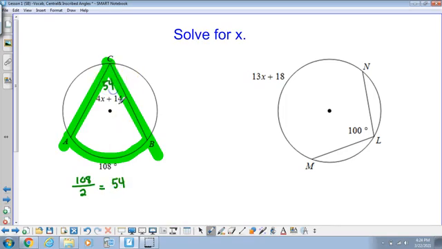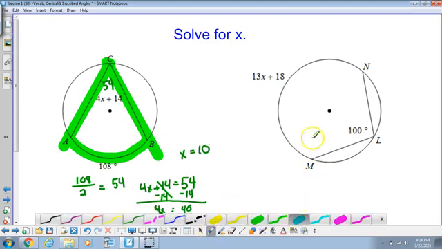How much is x? Well, 4x plus 14 equals 54. Use Desmos or use algebra, does not matter. Go ahead and use the algebra here. We get that 4x equals 40. And when we divide by 4, we get that x equals 10.